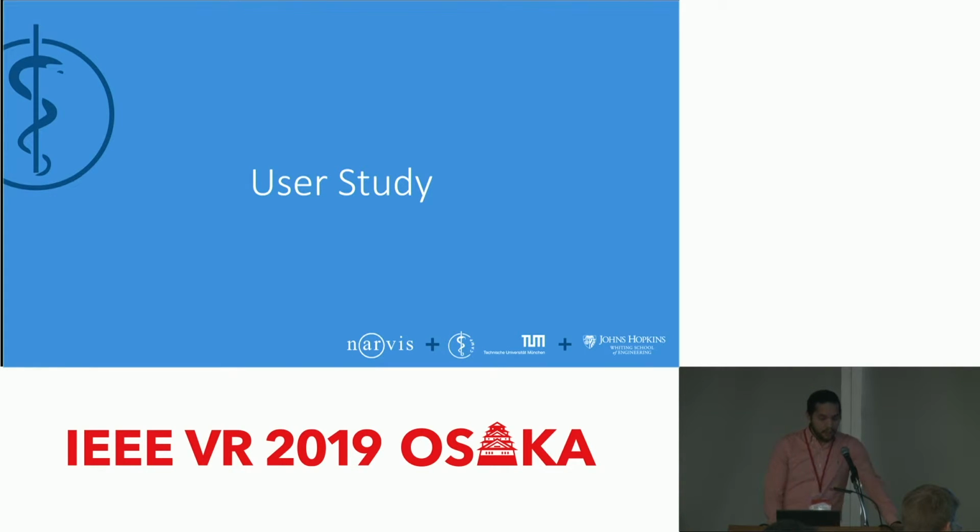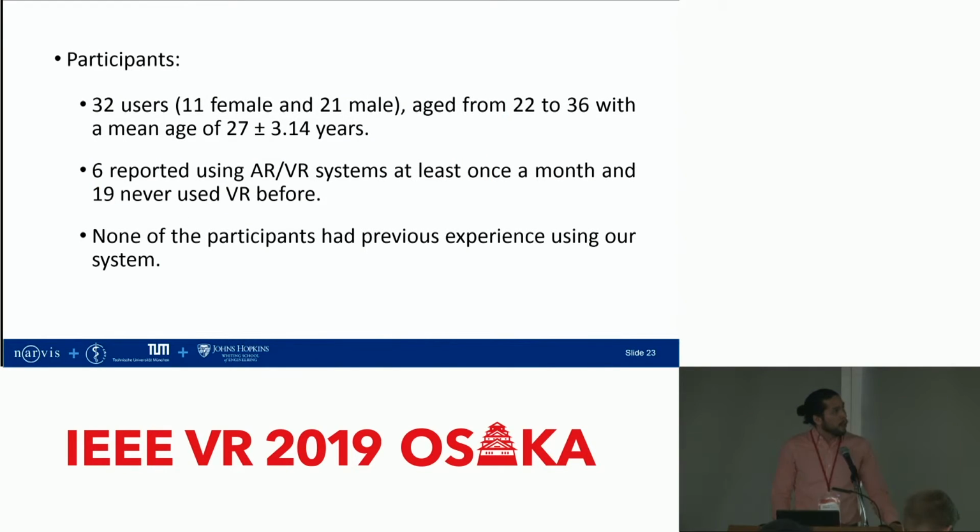To do this, we conducted a user study. We decided to do this study in VR in order to have a controlled environment and to make sure that the geometric properties of the objects to be aligned will match, and also to get good scores for the alignment. We had 32 users, 11 female, 21 male, 6 of them reporting using AR or VR systems at least once a month, and 19 of them never used VR before, and none of the participants had previous experience with the system.